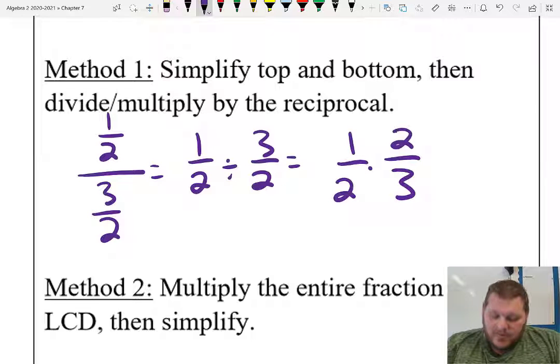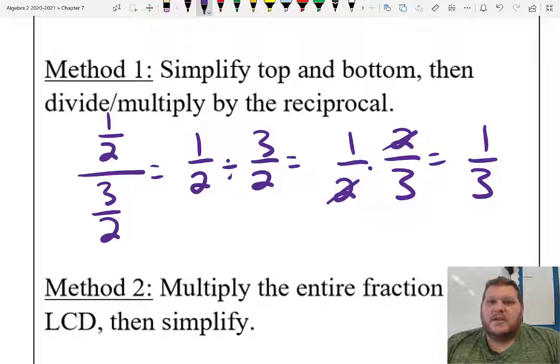So when we multiply by the reciprocal, then we can cancel anything that's in common and simplify it down to just our final answer. So that's option number 1. If you have a complex fraction, multiply by the reciprocal. You're just flipping the denominator fraction over and multiplying by the numerator's fraction, and then simplifying from there.